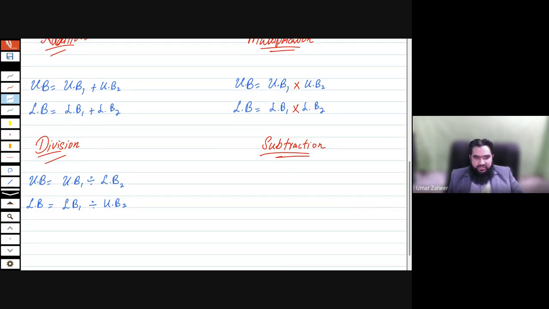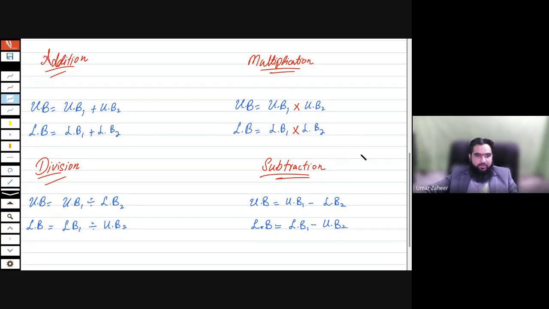In subtraction, if you have two quantities and they are subtracting, and you need to find the upper bound of the values, you will take the upper bound of the first value minus the lower bound of the second value. Same as if you need to find the lower bound of any value, and the case is subtraction, you'll take the lower bound of the first value minus the upper bound of the second value. Yes, all of you, please note down and let me know.